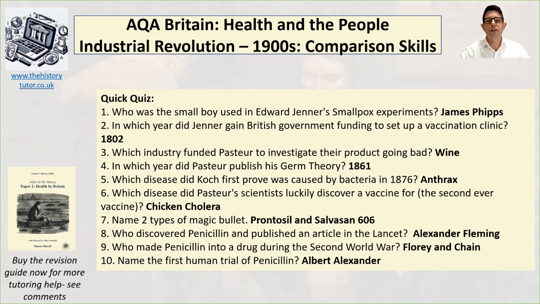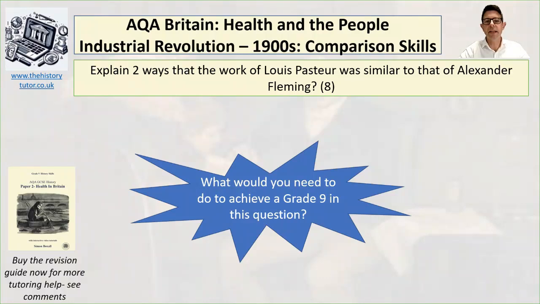Okay, so here is the question we're going to look at today, and it says, explain 2 ways the work of Louis Pasteur was similar to that of Alexander Fleming. This is a typical idea of a question 3 in your exam. It will ask you to say, explain 2 ways, and ask you about the similarity of 2 people or time periods. So have a think, what do you need to do to be successful with this type of question?